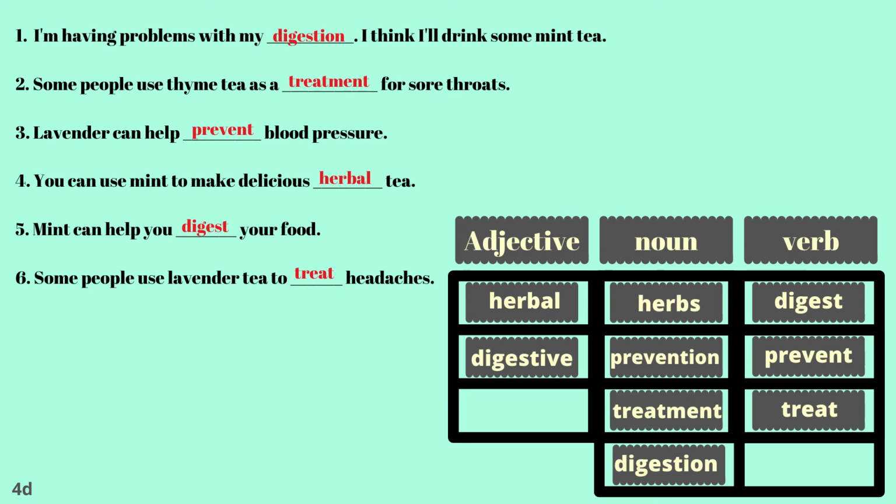Number 3, lavender can help prevent blood pressure. Number 4, you can use mint to make delicious herbal tea. Number 5, mint can help you digest your food. And number 6, some people use lavender tea to treat headaches.